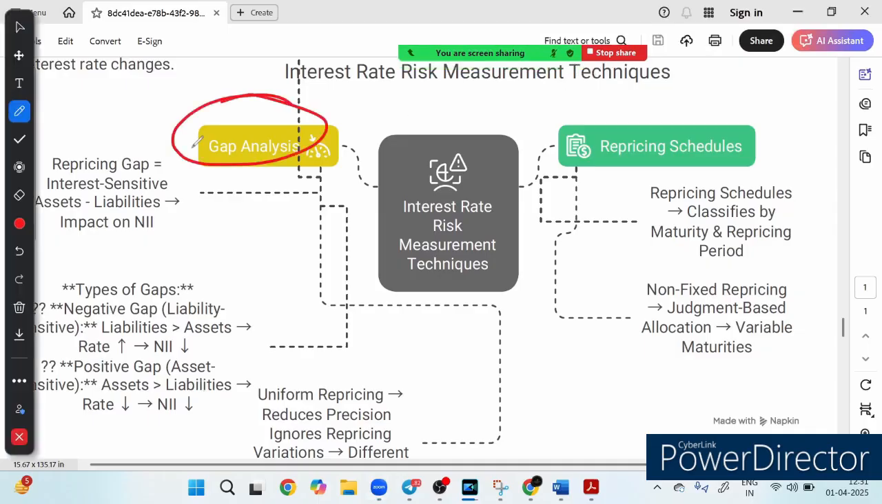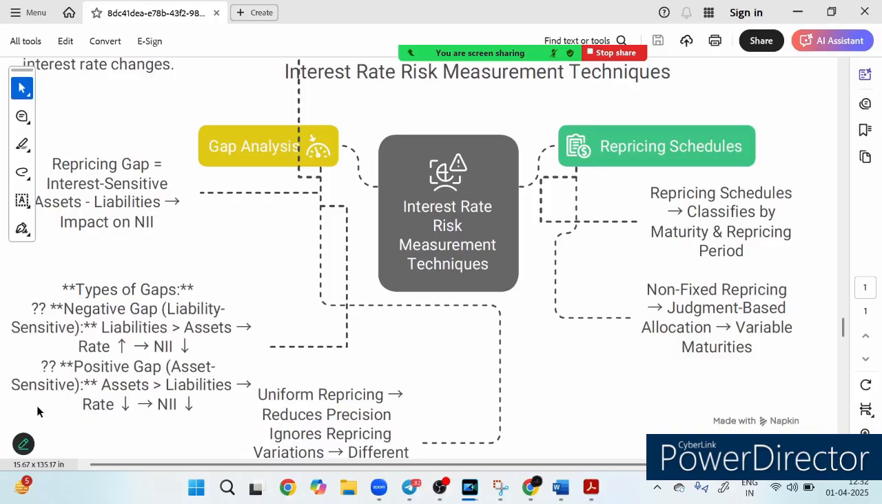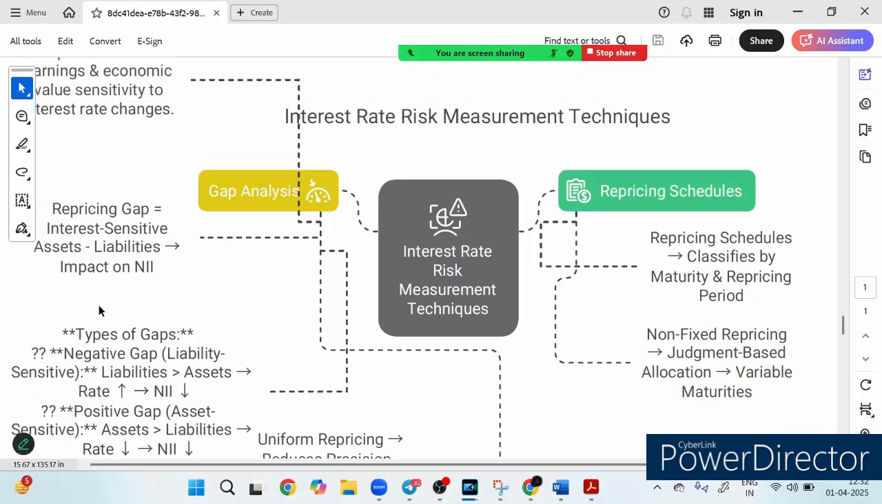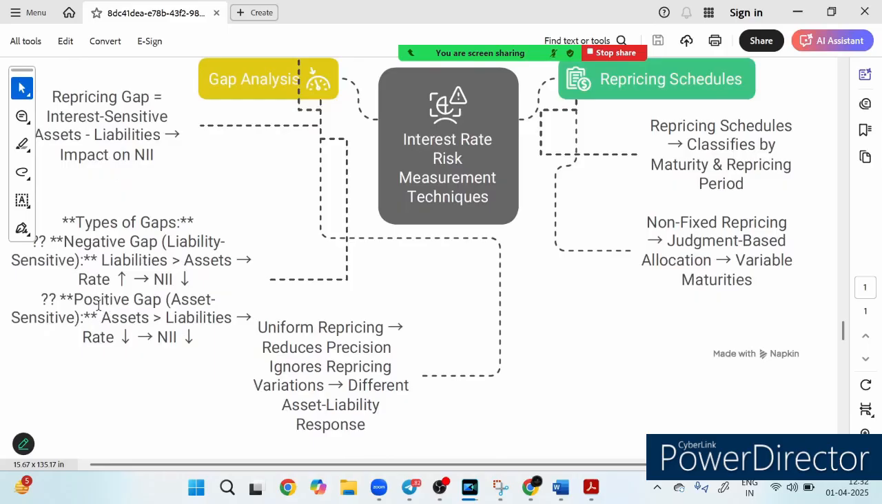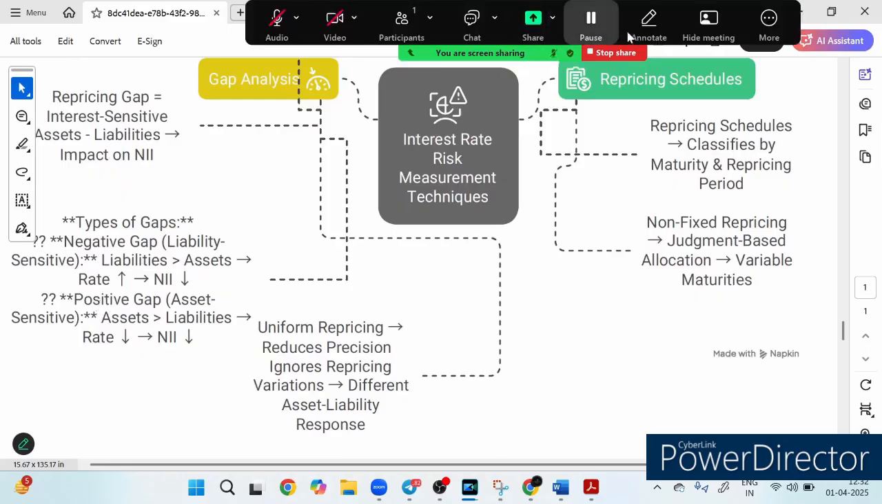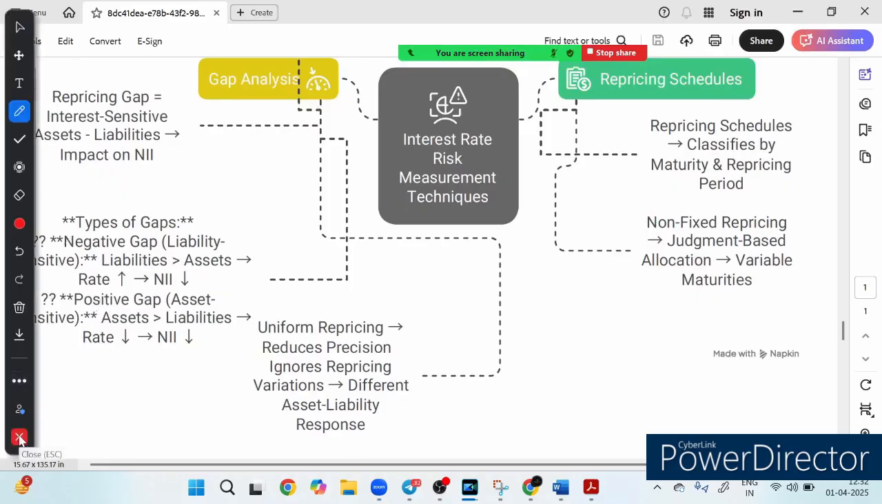Let's look at it. Gap analysis helps banks measure the impact of net interest rate change on NII by comparing ISA and ISL. I told you RSA, RSL, but now let's be clear: ISA and ISL. ISA means interest sensitive asset and ISL means interest sensitive liability. Again and again I will use these terms, so let's understand. Let's look at the types of gap and their effect. Here you can see negative gap. What is the meaning of negative gap? Just wait a minute.